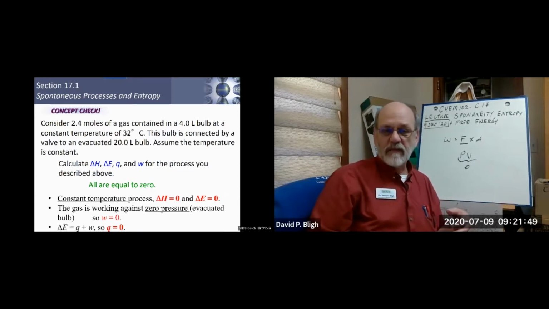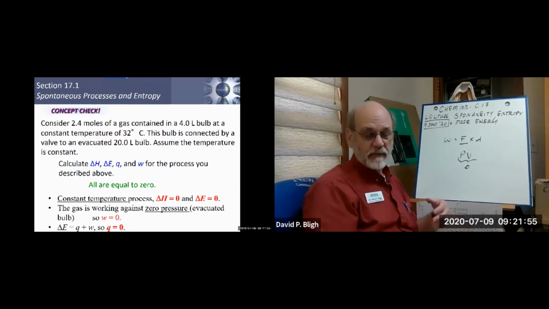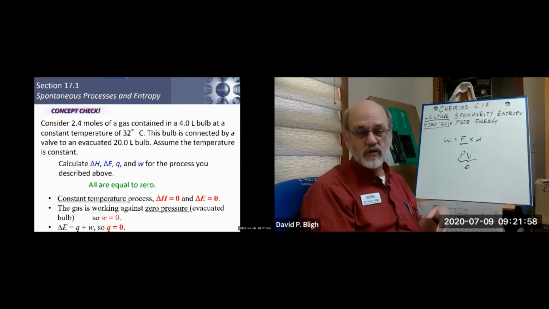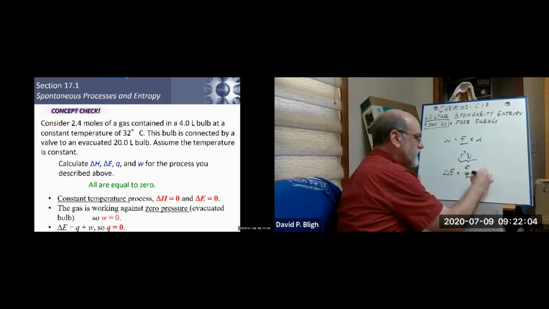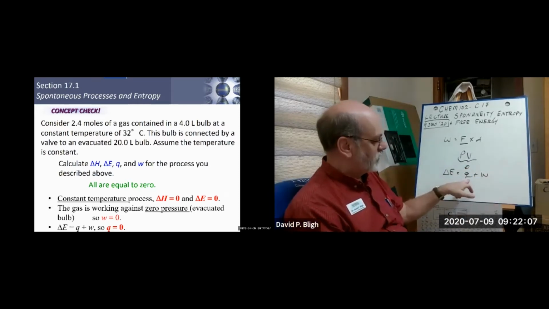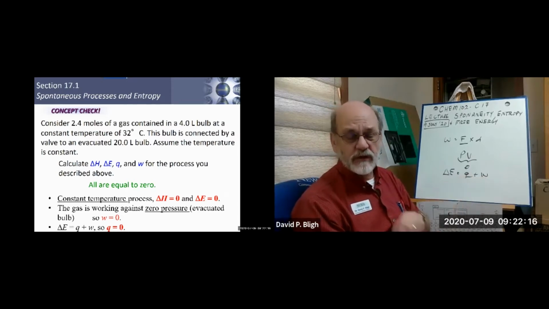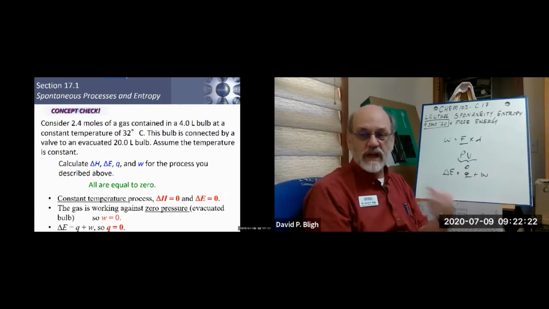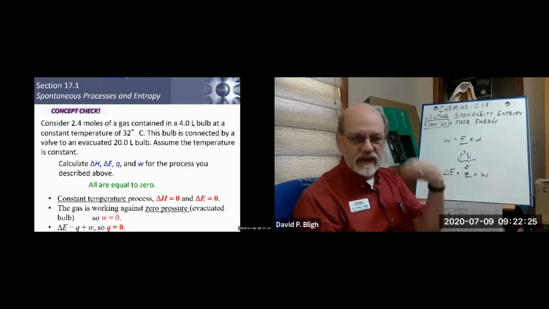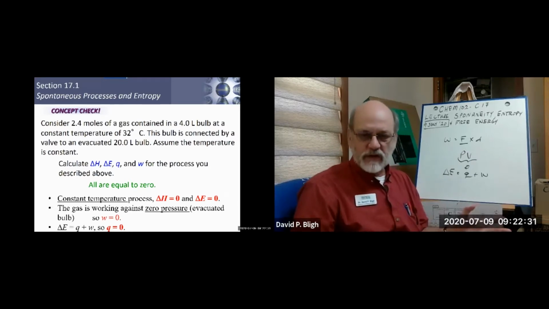And then the relationship of delta E to Q and W says that delta E is equal to Q plus W, our internal energy is equal to heat transfer and work transfer. Then work is zero, and Q has to be zero also because there's no change in temperature, right? You can't have a change in heat if there's no change in temperature. There's no heat flowing in or out if the temperature is constant. Right? So all of these values are zero.